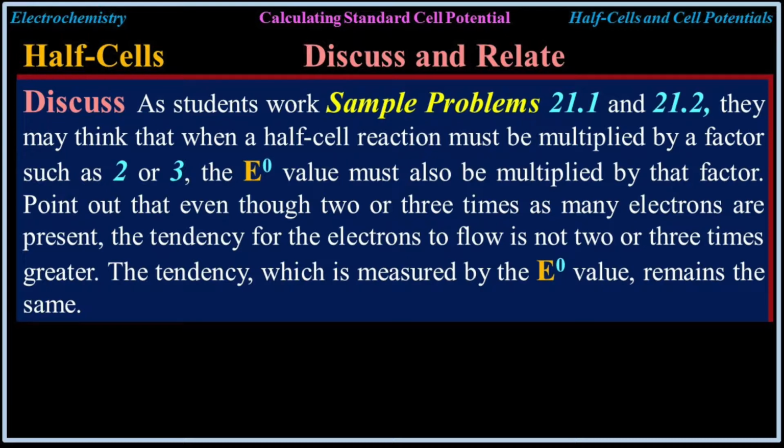Half cells. Discuss. As students work sample problems 21.1 and 21.2, they may think that when a half-cell reaction must be multiplied by a factor such as 2 or 3, the E0 value must also be multiplied by that factor. Point out that even though 2 or 3 times as many electrons are present, the tendency for the electrons to flow is not 2 or 3 times greater. The tendency, which is measured by the E0 value, remains the same. You're just trying to balance things out. It really has nothing to do with anything else.